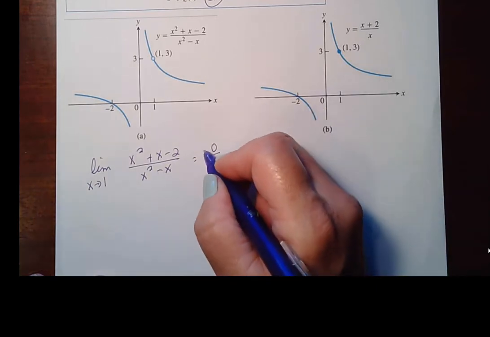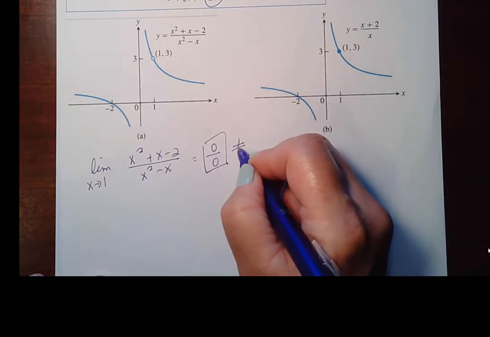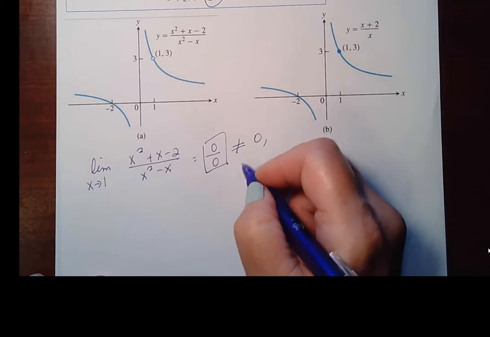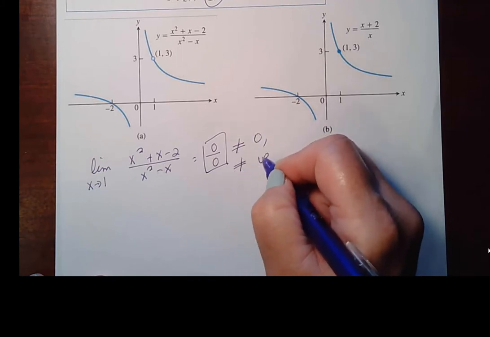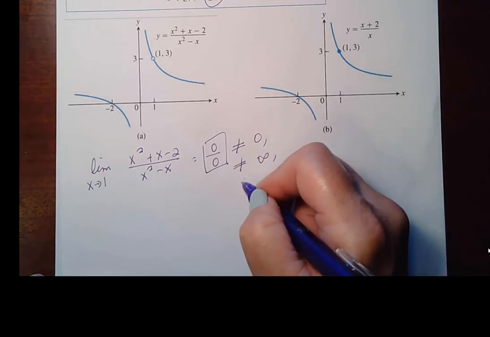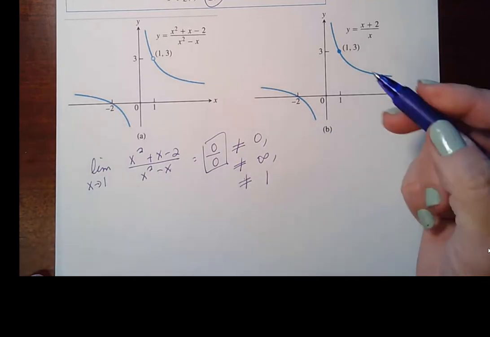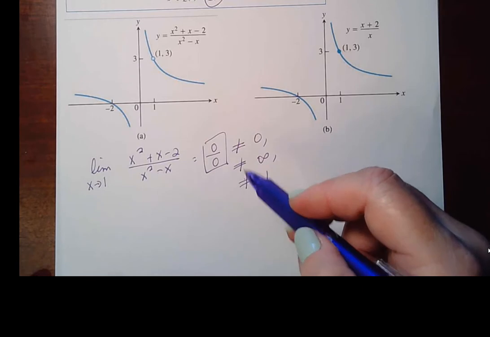This does not equal 0. It does not equal infinity. And it certainly does not equal 1. We're used to anything over itself is 1, but nothing over nothing isn't something.